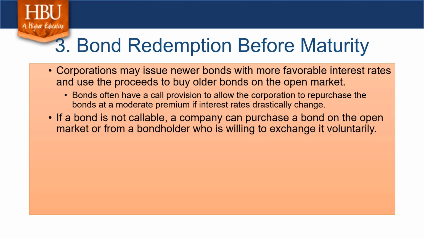Our third consideration on loan repayment is this concept of bond redemption before maturity. This is done when interest rates change, both for the good or for the bad. That is, corporations use newer bonds with more favorable interest rates and use the proceeds from those newer bonds to buy off the older bonds in the open market. If a bond is not callable, a company can purchase a bond on the open market or from a bondholder who's willing then to exchange it voluntarily. This often results in a quicker loan payment or payoff with those better interest rates.